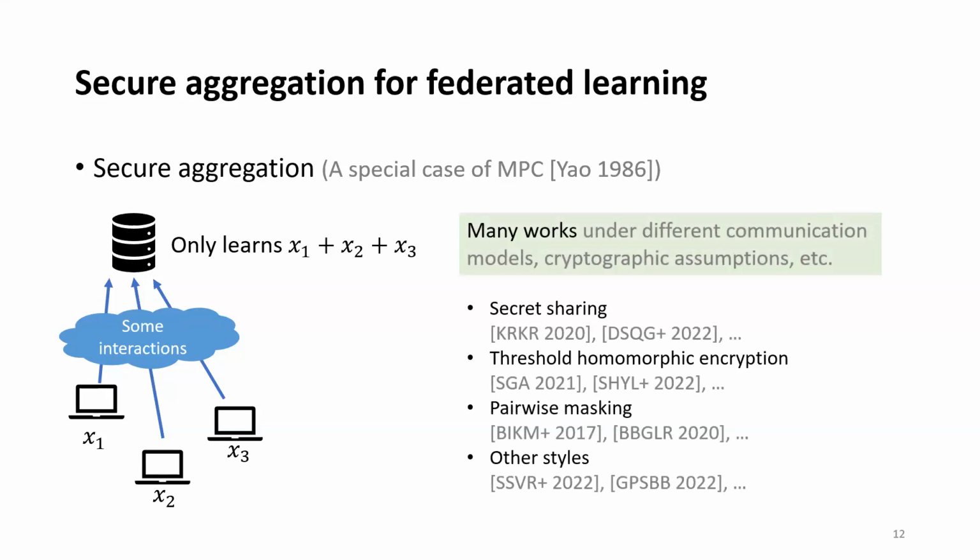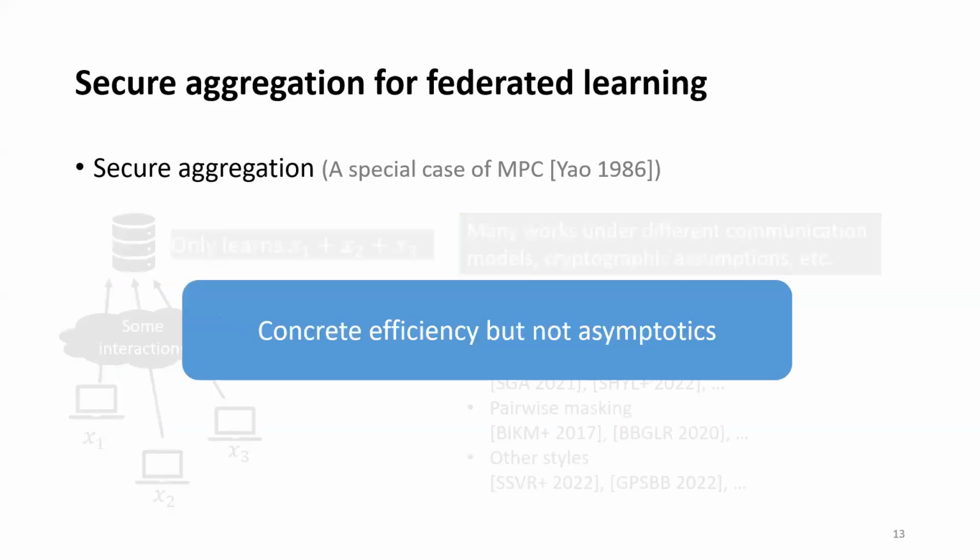So secure aggregation is actually a well-studied problem in the cryptography community. There are many, many works that designed protocols under different communication models, under different assumptions, and so on. But applying them in a black box way in a federated learning setting is not ideal. I'll talk about the reason next. But just to clarify, in this talk I will focus on concrete efficiency instead of asymptotics. The reason is that those secure aggregation protocols have very similar asymptotics, but based on their concrete design, the concrete cost will differ very, very much.